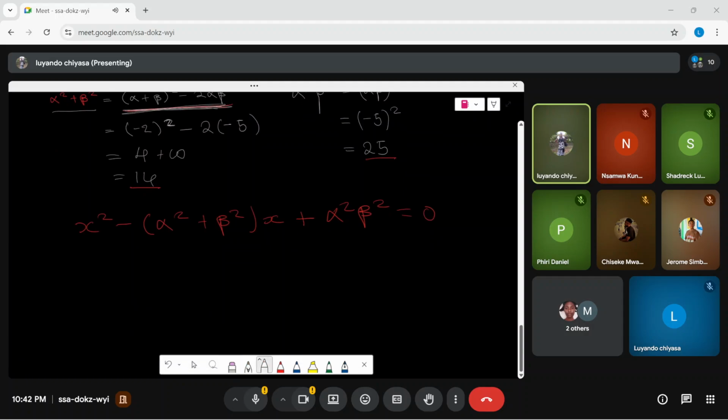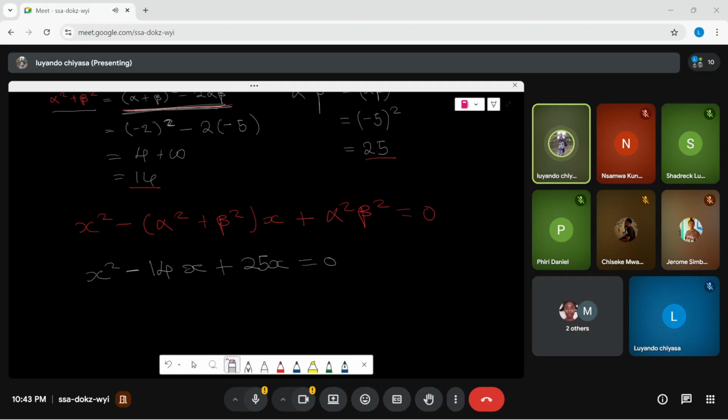So replacing our findings, what we get is x squared minus 14x plus 25 is equal to 0. That's what we'll get when we replace. Are we safe? We move.